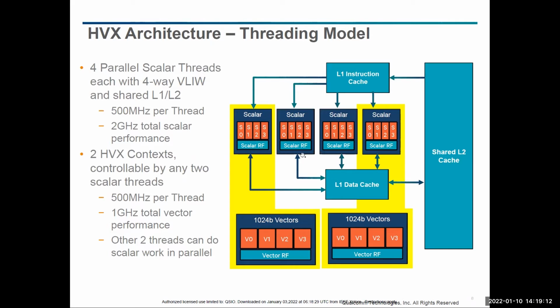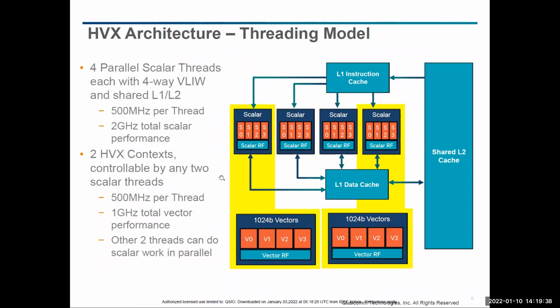So there are 4 parallel scalar threads available, and each thread has its 4-way VLIW architecture. All these 4 threads have shared access to the L1 data cache and the L1 instruction cache, and those respective L1 caches are in turn connected to the bigger shared L2 cache memory.